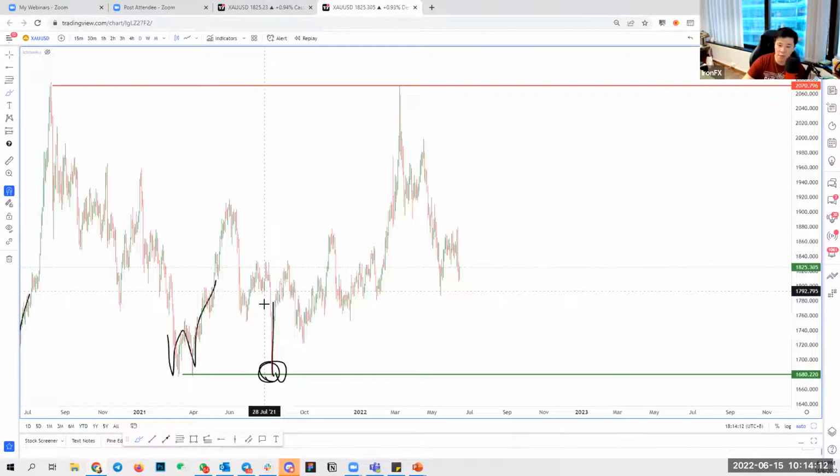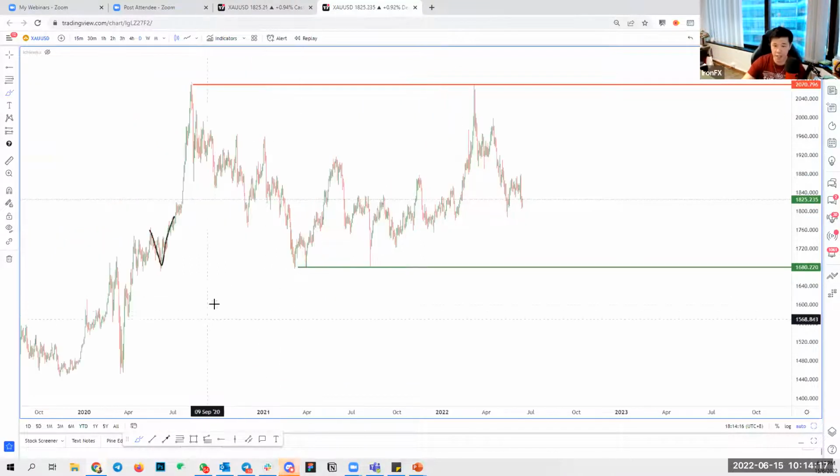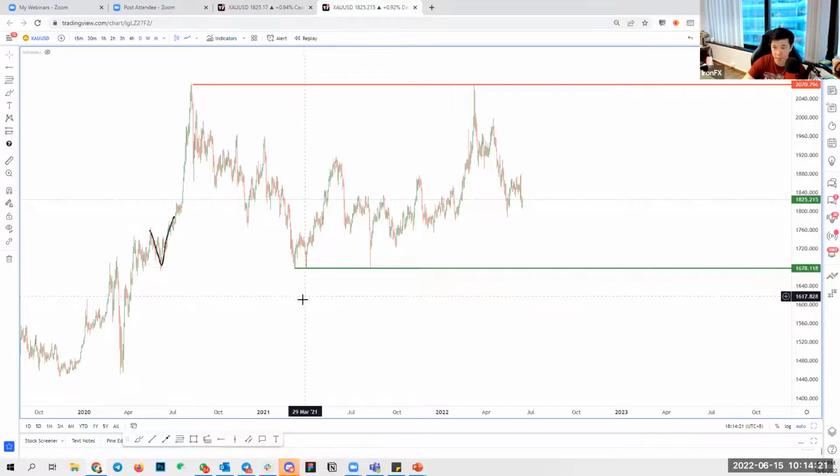The more levels that line up nicely in a horizontal level, the stronger the support level, and hence the higher the chance price is going to make a nice bounce. So we have the support and resistance levels over here.